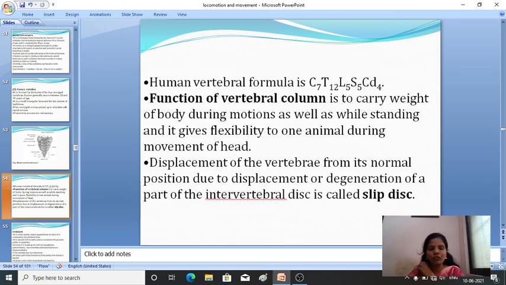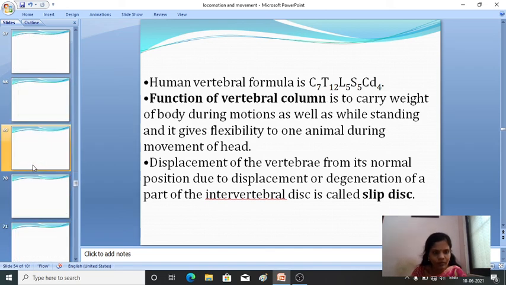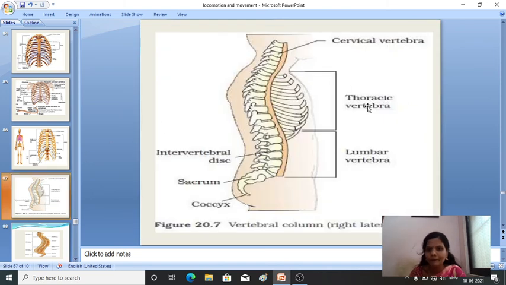Next, the human vertebral formula. So far we have discussed all these vertebrae: sacral, thoracic, lumbar, then cervical. All these bones together give the human vertebral formula: C7, T12, L5, S5 and Co4. These are all the bones of the human vertebral column. You have to keep this in mind: cervical, thoracic, lumbar, sacrum and the coccyx.